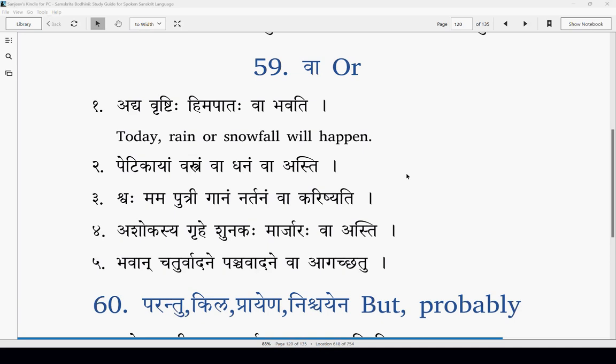Sir, I have one question. In Sanskrit, is or used for two verbs or two nouns? Like here, two times or, you mean two times two verbs, like here, marjara va astu, badane va aganchatu. No, here vastram va, vastram and dhanam are nouns. I'm sorry, that's fine. Thank you.